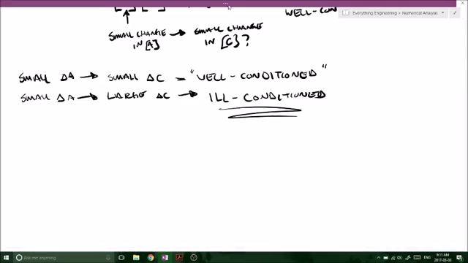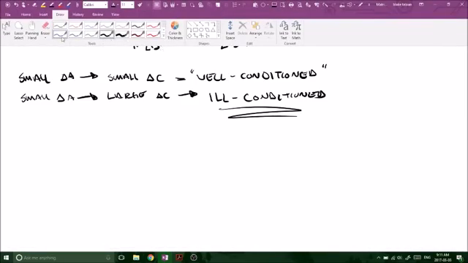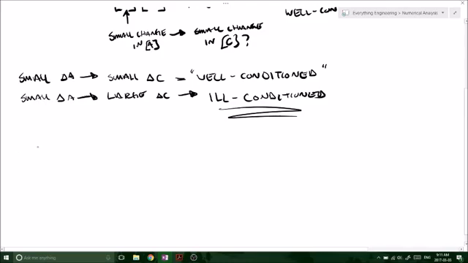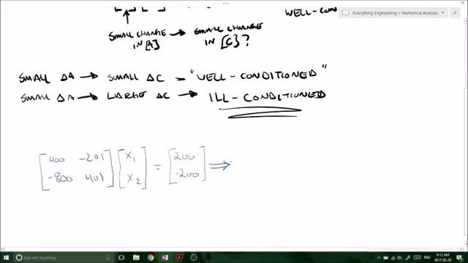So what is a big change and what is a small change? Say we have some system, some matrix A: 400, negative 201, negative 800, and 401, times x1, x2, and this all equals 200 and negative 200. Using Gaussian elimination, or whatever technique you want to use, you can use a computer, this will yield a solution of x1 and x2 equaling negative 100 and negative 200.